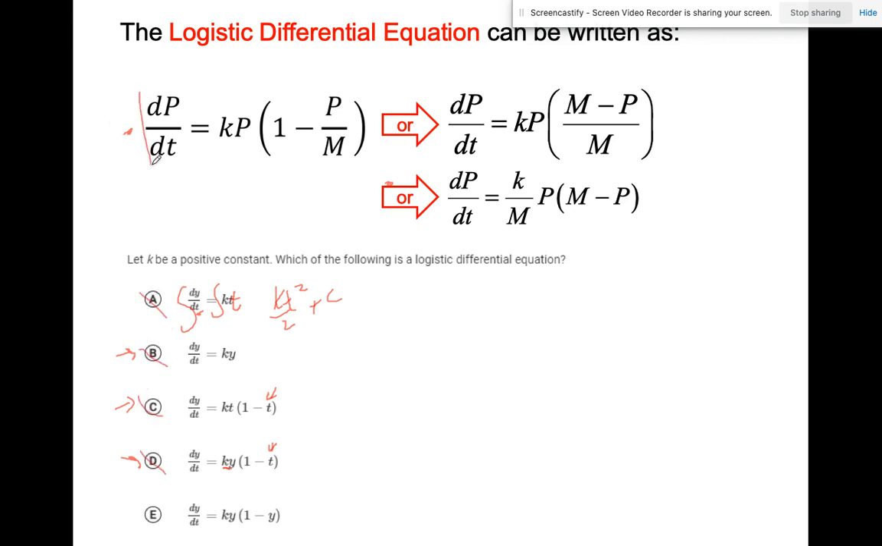So if you look up here, E matches. It's the rate of change of y with respect to t is equal to ky times a factor that considers how much of your carrying capacity you have used. By the by, what's my M in that equation down there? Yeah, M is equal to 1. Small carrying capacity. How about the next one?